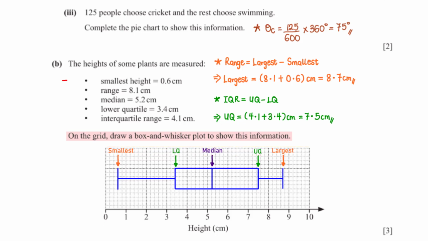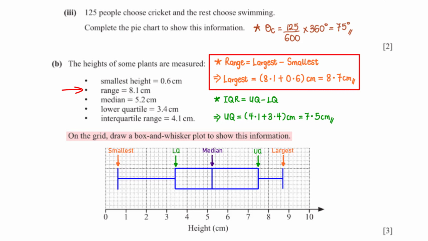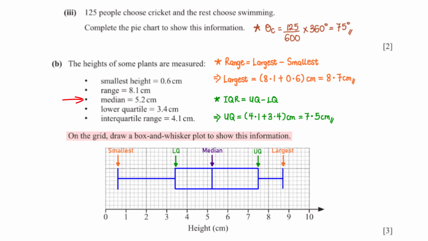From the question, we've been given the smallest height as 0.6 centimeters. We were also given the range as 8.1 centimeters. From this value of the range, we can calculate the largest height, which gives us 8.7 centimeters. We've been given the median value, which is 5.2 centimeters. We've also been given the lower quartile as 3.4 centimeters. Then finally, we were given the interquartile range. From this value, we can easily calculate the upper quartile. This gives us 7.5 centimeters.